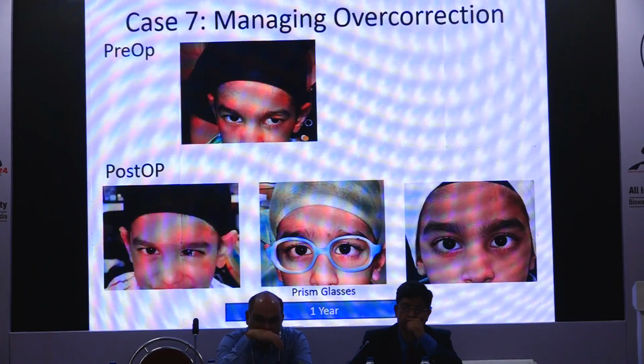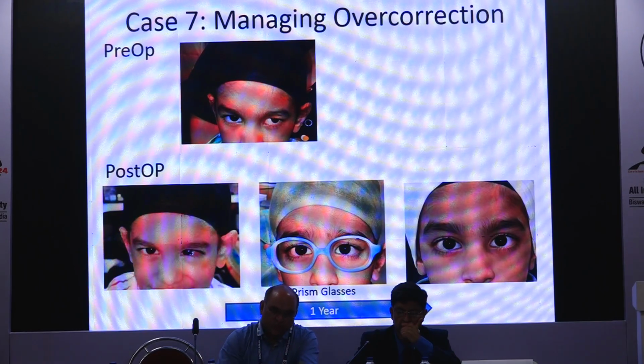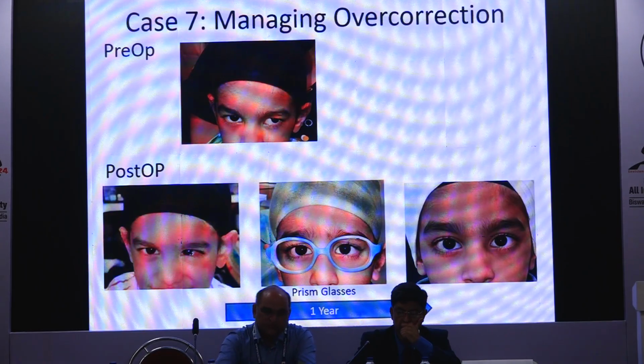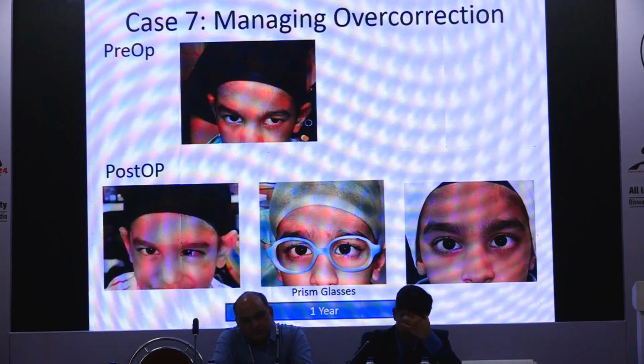So this was an exotropia in a kid that I saw, an IXT. We operated. He landed up with an esotropia, which was a little bit beyond what we wanted. So in the interim, we gave him some prism glasses. And over a period of 1 year, as you can see, he became quite ortho and doesn't need them anymore. So you need to learn how to manage those as well.